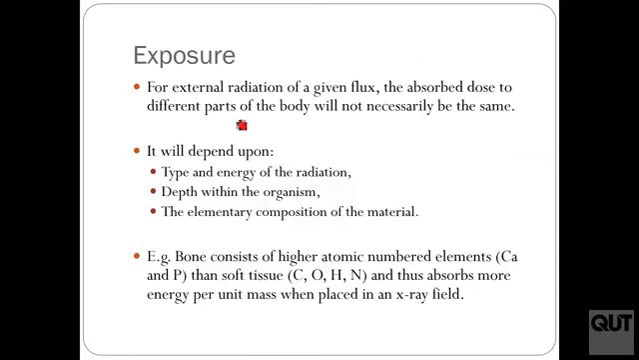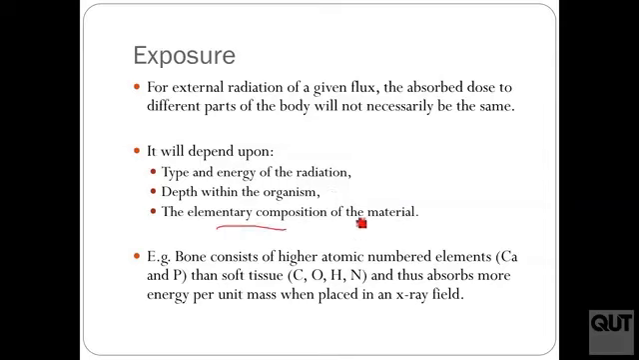Exposure. For an external radiation of a given flux, the absorbed dose is different in different parts of the body. If you stand in a radiation field, different parts of your body will get a different radiation flux. This is going to depend on the type and energy of the radiation, whether it's more or less penetrating, and the depth within you. In deeper tissues the radiation is going to be attenuated as it passes through your body, so deeper tissues will get less dose. And also the elemental composition of the material.